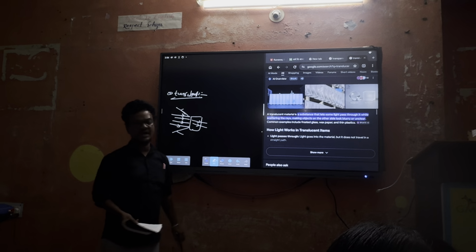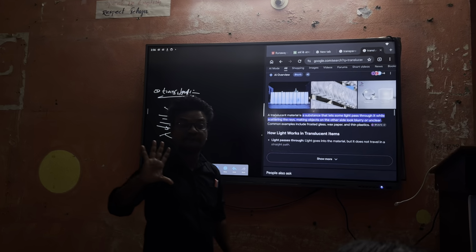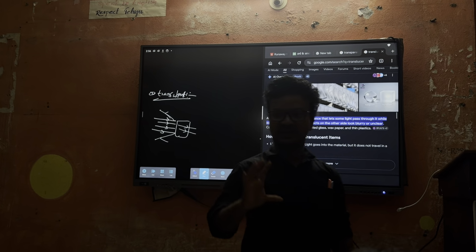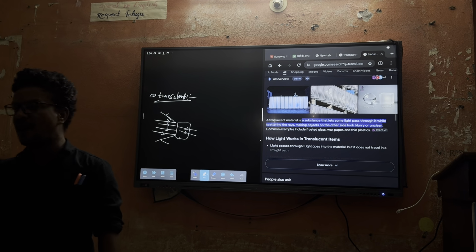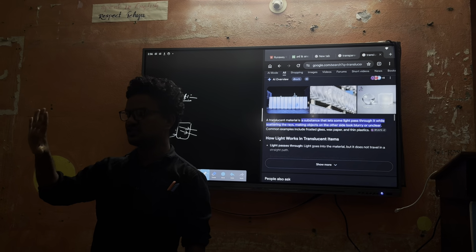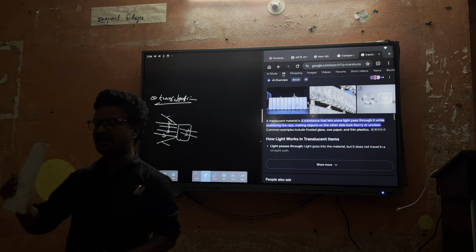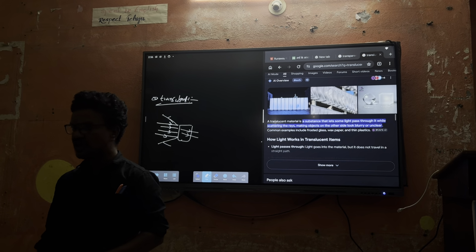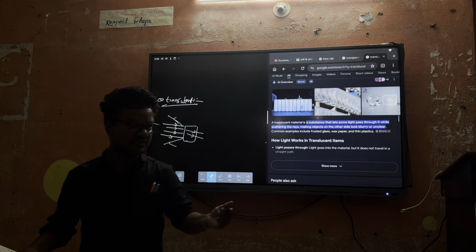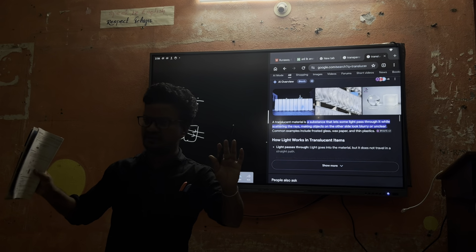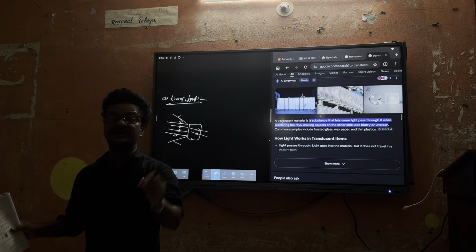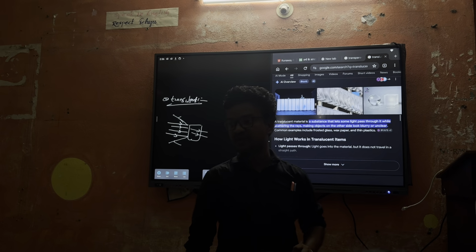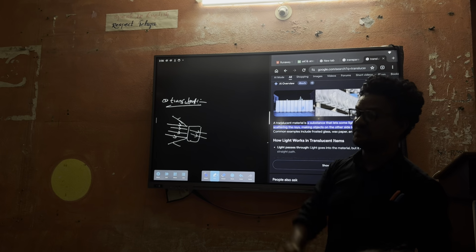In this condition, what is happening? We are unable to see the object clearly. We observe a completely blurred image. The best example is a polythene sheet. When you take a polythene sheet and apply oil, and try to see an outside object through it, we are unable to see it clearly. Something is visible, some objects are there, but we are not identifying them clearly. This is called translucent materials.